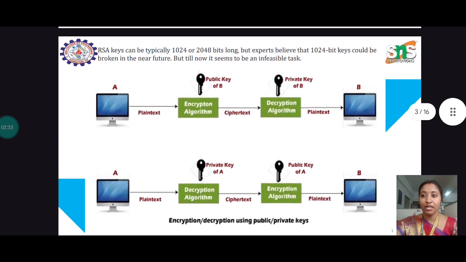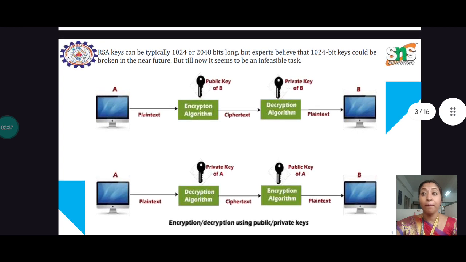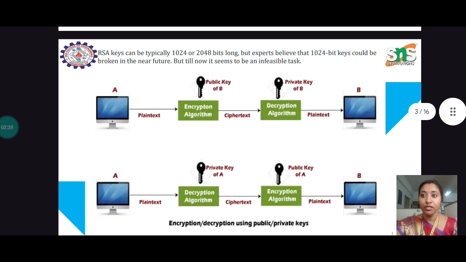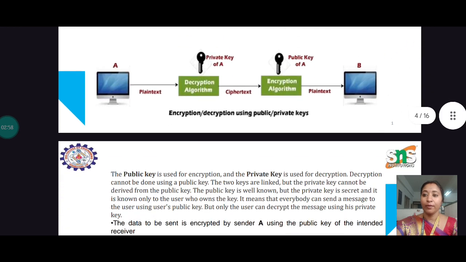See the public key and the private key. First, the plain text data is encrypted using a public key. In the conversion of ciphertext back, the private key is used. The same way, encryption and decryption also work vice versa, with the private key of A and the public key of A.